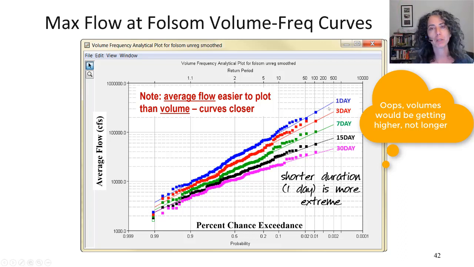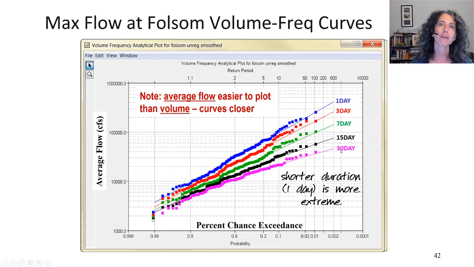We wouldn't be able to plot all of these different durations together on the same axis. With average flows, they plot a lot closer together, right? So we can see what we're doing just a bit better, right? So what we have created here is a family of frequency curves for the same site that need to be consistent with each other. We'll talk a little bit more in a few minutes about how to ensure that they're consistent.